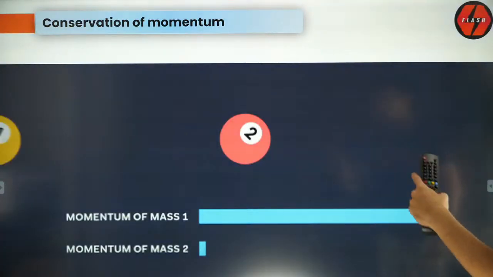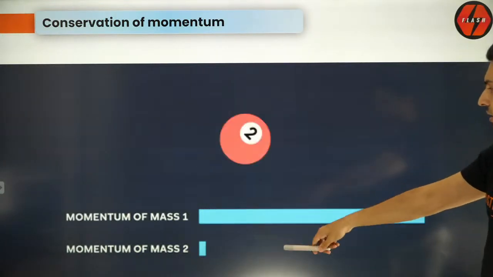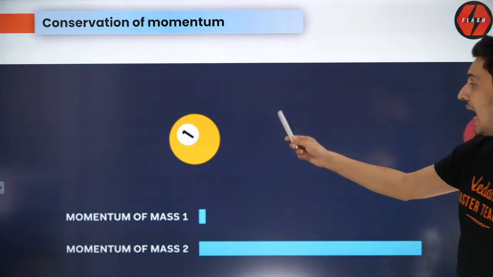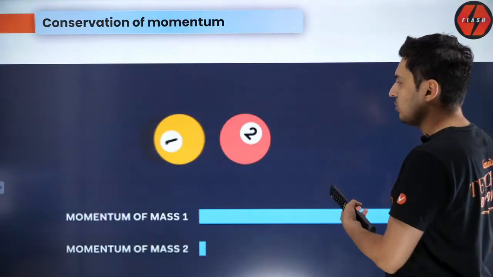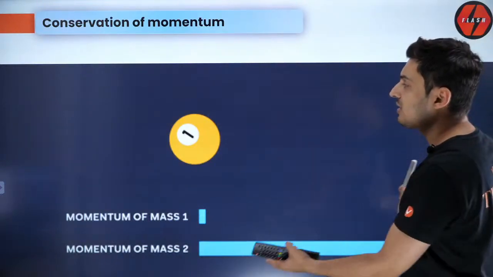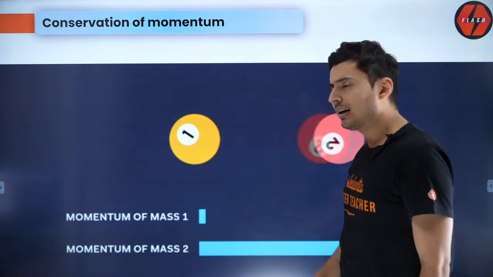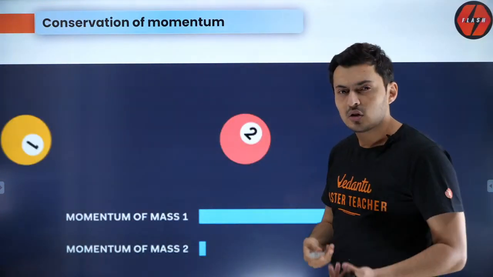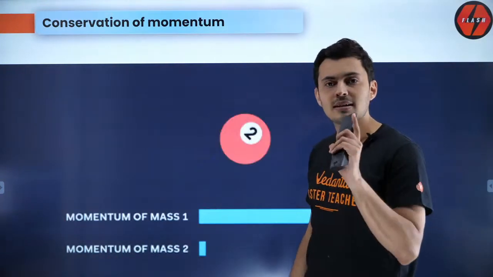Now, look at this simulation again. You can see in the first part, momentum of mass 1 which is coming is there, and in this example all the momentum got transferred to the second ball. So you can see the total momentum of the system is conserved. Now you might be like, sir, when this ball collided with this ball, don't they exert a force on each other? Yes. So if they exert a force on each other, how is momentum conserved? Well, here is the answer.